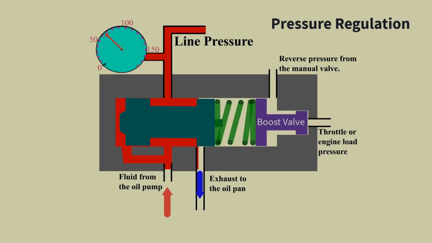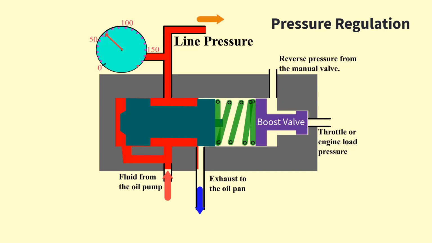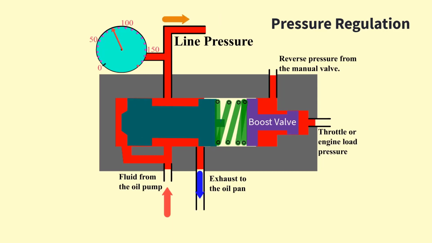Automatic transmission pressure control. Flow from the oil pump enters the pressure regulator valve and applies pressure against the spring. When the force on the valve overcomes the spring force, the valve moves to the right, which opens the exhaust port. This releases some of the pressure back to the oil pan. This causes the pressure to drop slightly. When this happens, the spring can close off the exhaust passageway. This repetitive process is used to regulate line pressure.